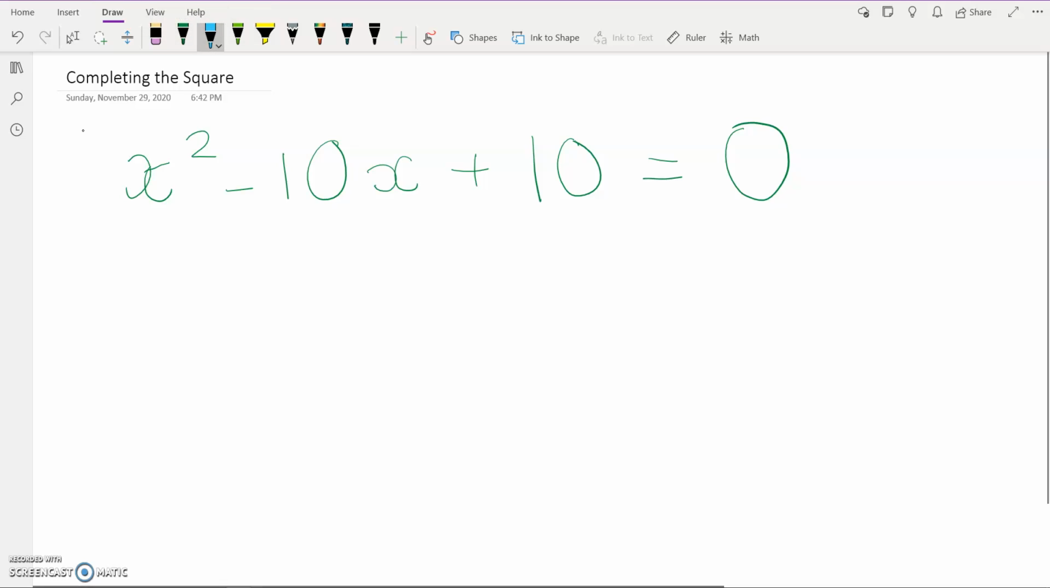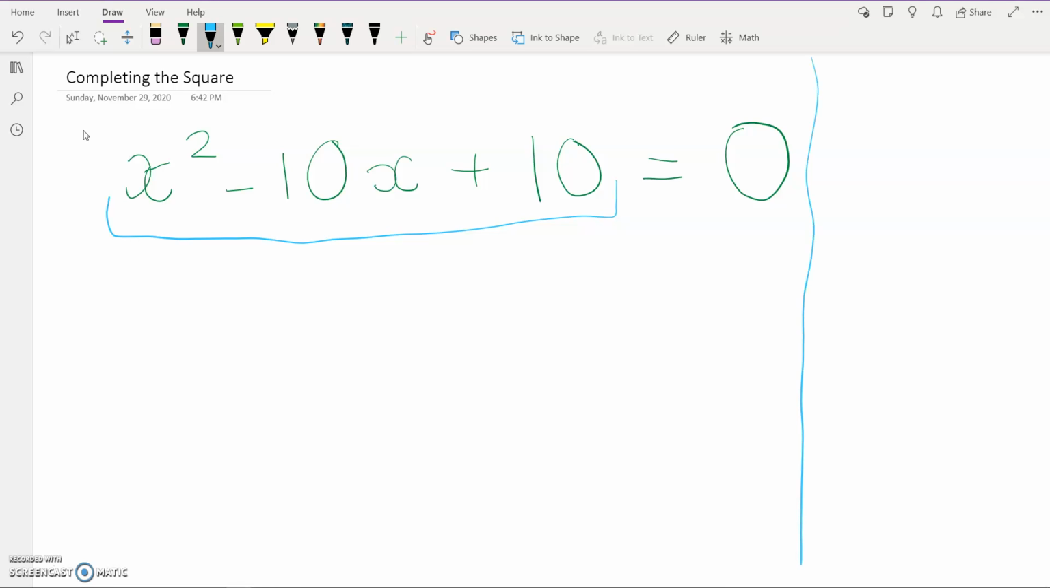So the whole concept behind completing the square is we want to make this left-hand side of our equation, we want to be able to rewrite it. Essentially, we want to be able to rewrite it as the square of a linear expression. Now, what does that mean?